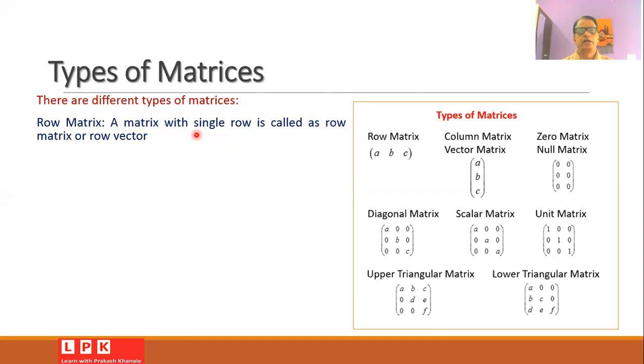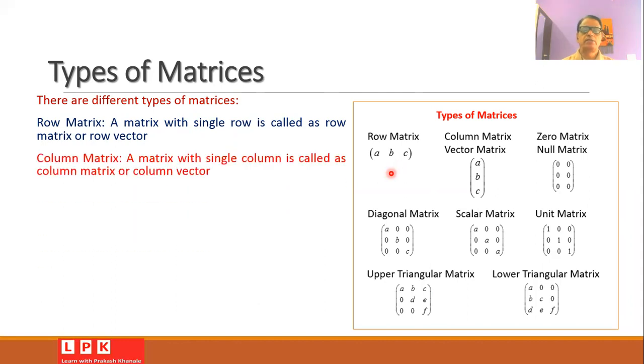A row matrix is a matrix where there is a single row. As shown in this window, this matrix consists of only one row, and therefore it is called a row matrix. If the matrix consists of only a single column, then it is called a column matrix, or sometimes a vector matrix.